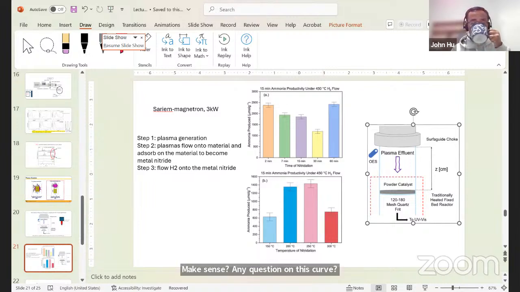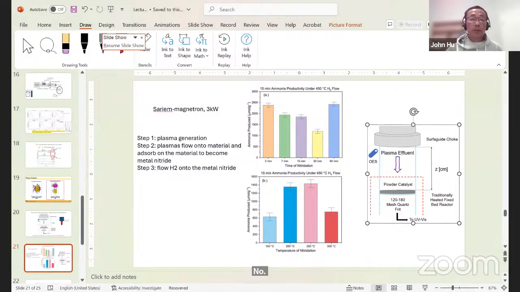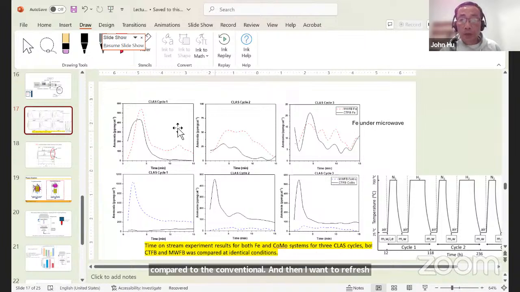Okay, so this really tells you the advantage of the plasma. Once you activate the nitrogen, you do not need to run this material at high temperature. It's energy saving compared to the conventional. And then I want to refresh your memory on the microwave only, without the plasma, and this material we showed is better than conventional heating.